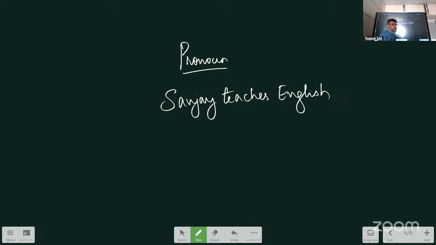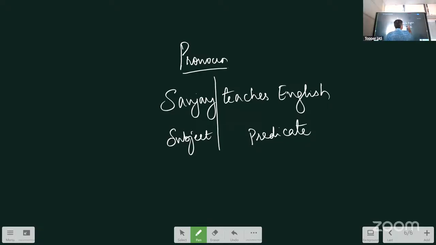Now, here, this sentence can be divided into two main parts. The first part is called subject, and the second part is called a predicate. The predicate itself can be divided into two parts, verb and object. Now, let us understand what is what.